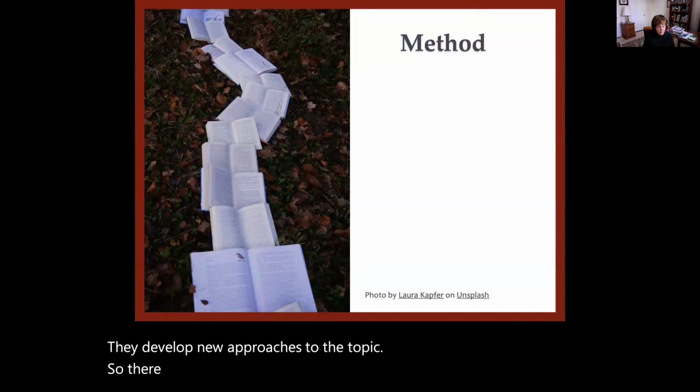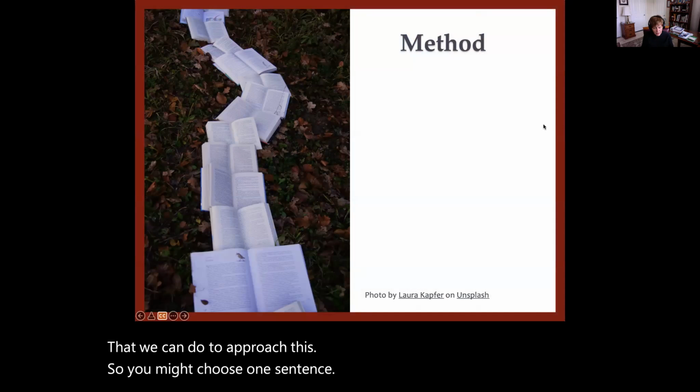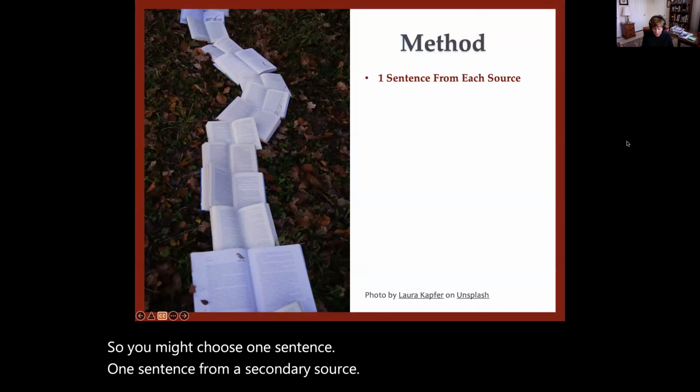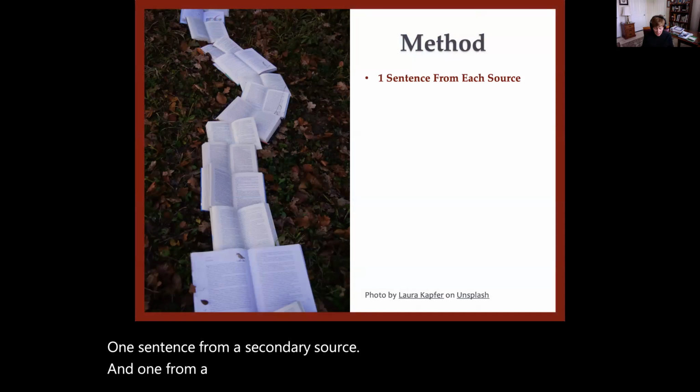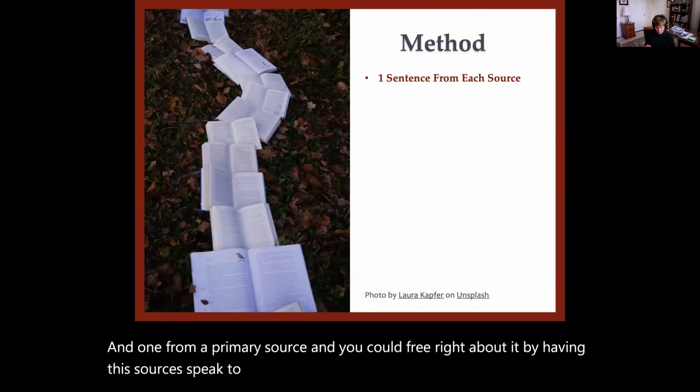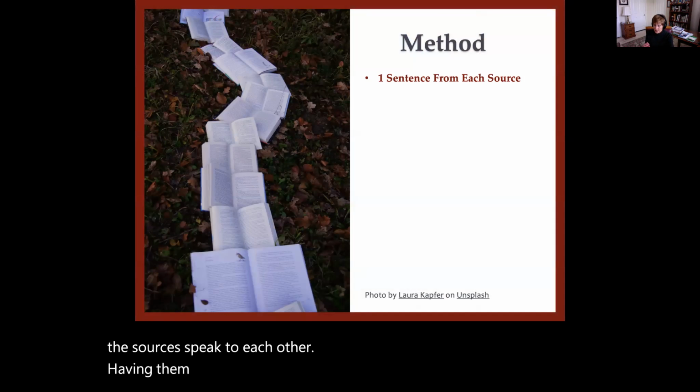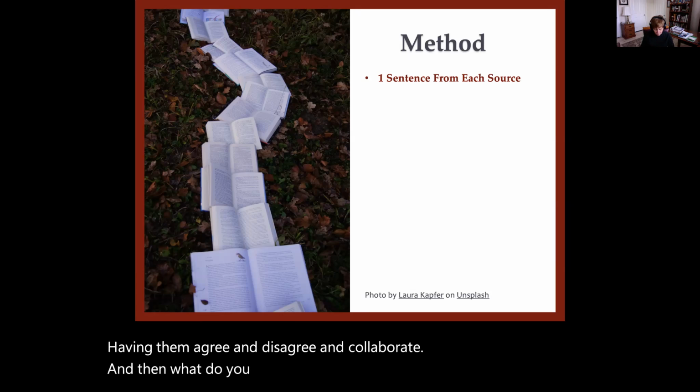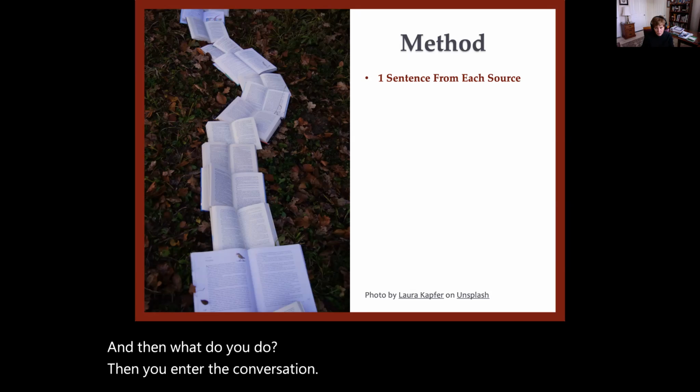So there are different methods that we can do to approach this. So you might choose one sentence from a secondary source, and one from a primary source. And you could free write about it by having the sources speak to each other, having them agree and disagree and collaborate. And then what do you do? Then you enter the conversation. You could do 10-on-1, and we'll talk about that in a minute.